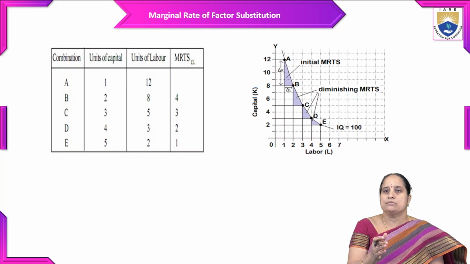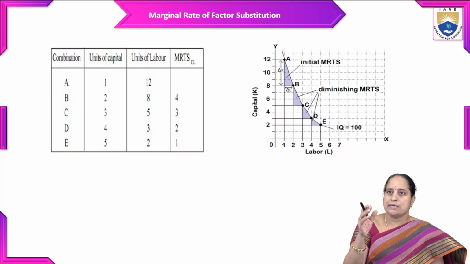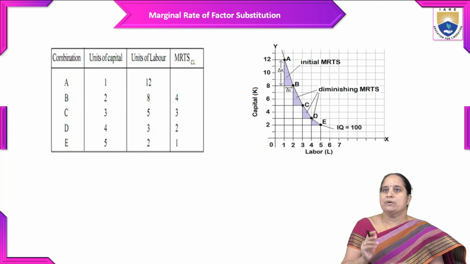If you see the combinations of input A, B, C, D, E, for units of capital we have taken 1, 2, 3, 4, 5 and labor. If the capital is 1, the labor is 12. If capital 2, labor 8, capital 3, labor 5. Like that we have taken different combinations and based on that we have calculated MRTS. If you observe the combination of B, the units of capital 2, labor 8, your MRTS is 4. Like this everywhere we have calculated the marginal rate of technical substitution.